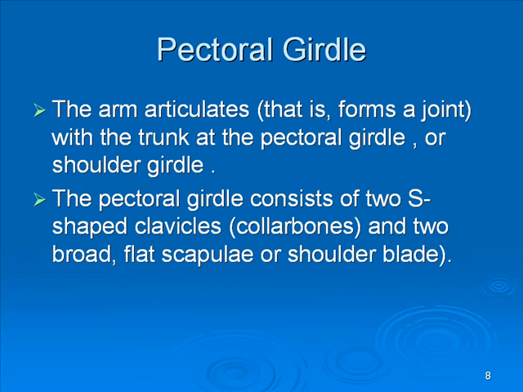The pectoral girdle includes the arms that articulate with the trunk, the pectoral girdle or the shoulder girdle, and we'll go into a little more detail about that. The pectoral girdle consists first of two S-shaped bones that are commonly referred to as the clavicle bones, or sometimes as the collarbones. These are two broad, flat bones that extend in the anterior surface of the body, and then they articulate with another broad, flat bone that's in the posterior aspect of the body, which is referred to as the scapular bone.